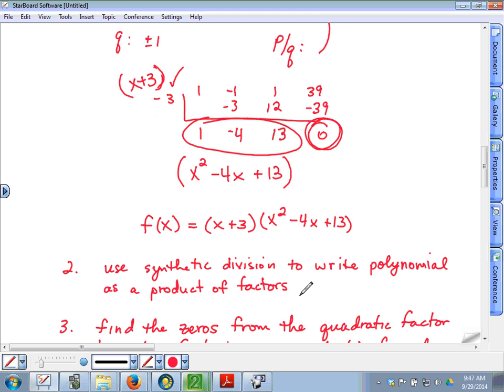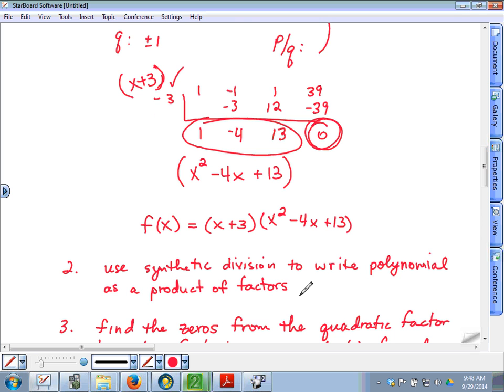Okay. We'll get to that in just a second. You're absolutely right. Is it fully factored? Yes or no? How do we know it's not fully factored? There's not 3 factors. How do we know there have to be 3? Well, it's a degree 3 polynomial. We have to have 3 factors. We got 2 of them, so we're close.